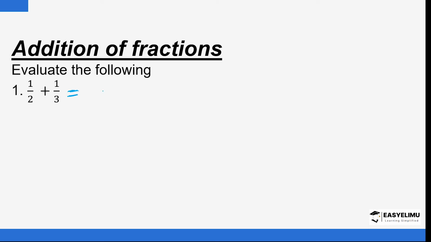So what you do here, you find the LCM of the denominators, which is 6 in this case. Then you divide the LCM by each of the denominators, and the result is multiplied by the numerator there. So 6 divided by 2 is 3, and 3 by 1 is 3. Again, 6 divided by 3 is 2, and 2 by 1 is 2. So you realize here the answer is 5 over 6.